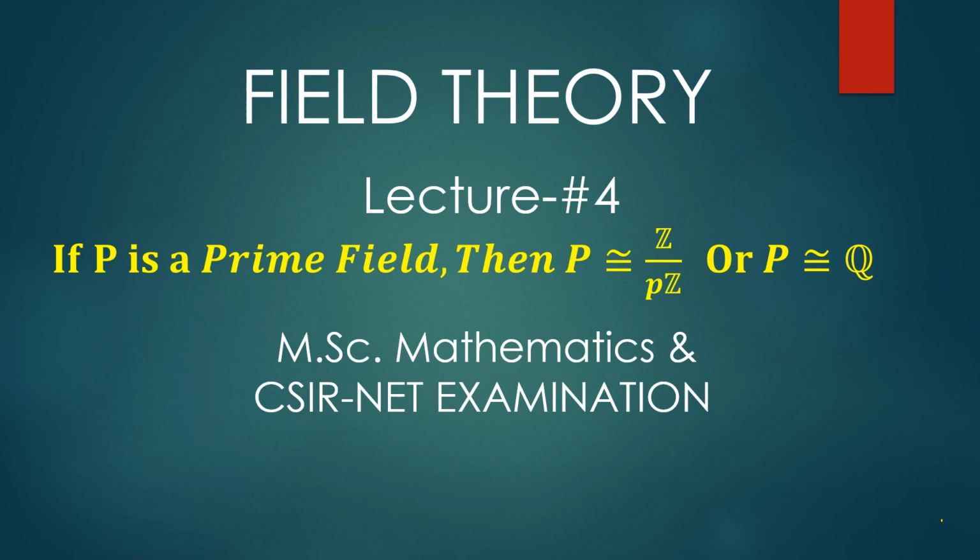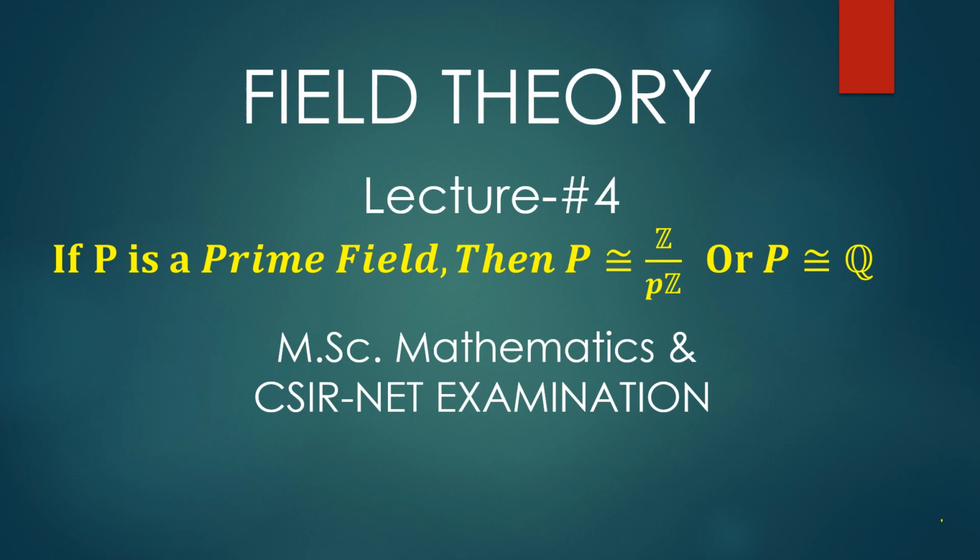Today we are here to discuss another important lecture of field theory. In this lecture we will present a beautiful theorem which gives you the idea that up to an isomorphism there are only two prime fields. One is the finite field, that is Z/pZ, and another is the infinite field, the field of rational numbers. This is also a prime field.